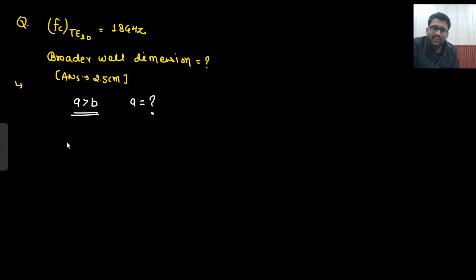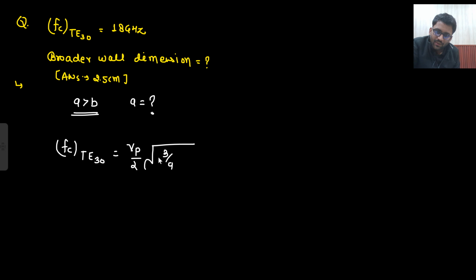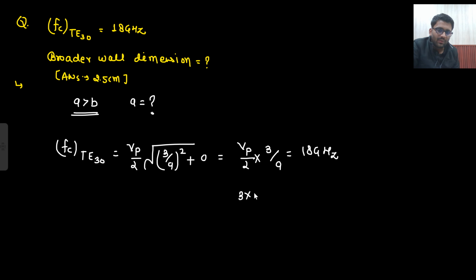So they are asking fc of TE30. That would be Vp by 2 under root m by a whole square plus n by b whole square, and n is 0 only. So what we are getting, Vp by 2 into 3 by a is equal to 18 GHz. Nothing is mentioned, so I will take Vp as 3 into 10 to the power 8 only, into 3 divided by 2a is equal to 18 into 10 to the power 9.